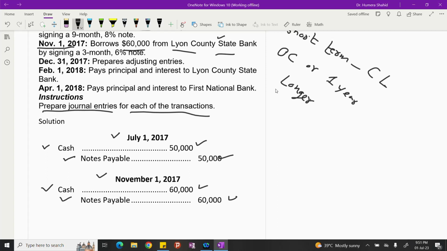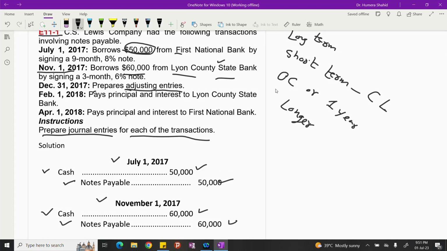Let's move on towards the adjusting entries regarding these two borrowings. So, firstly, let's do it for First National Bank. How much money was borrowed? You have borrowed $50,000. What is the rate of interest? That is 8%.